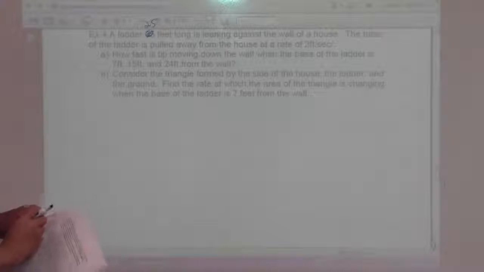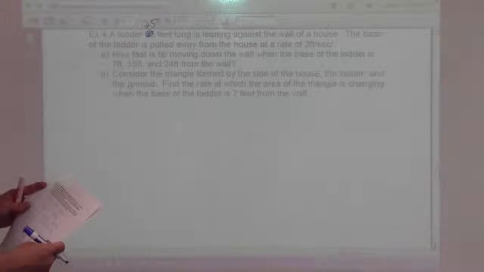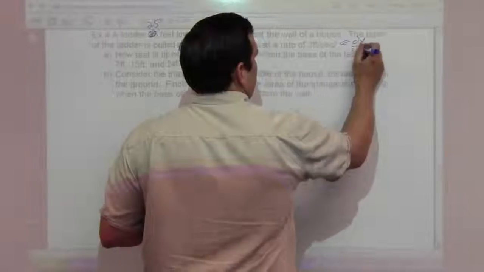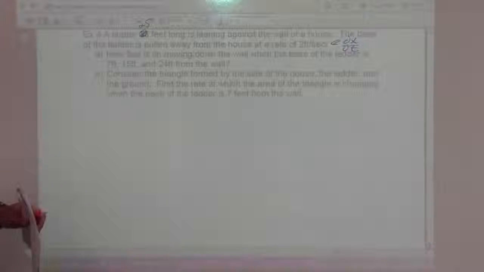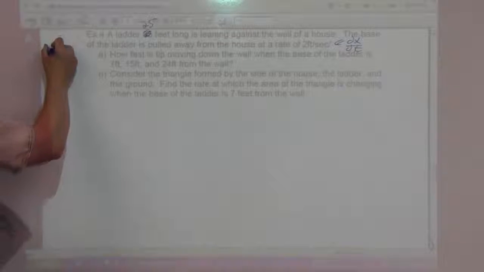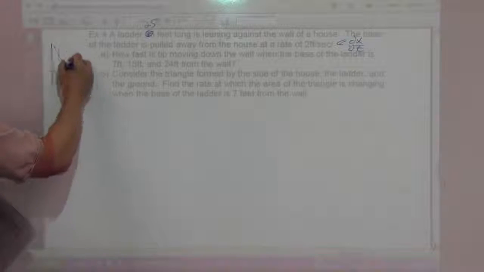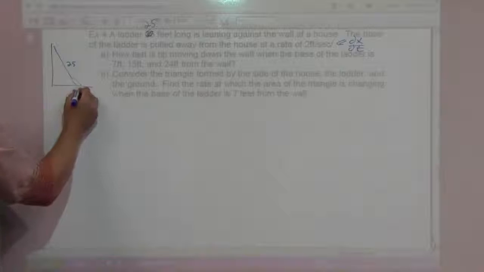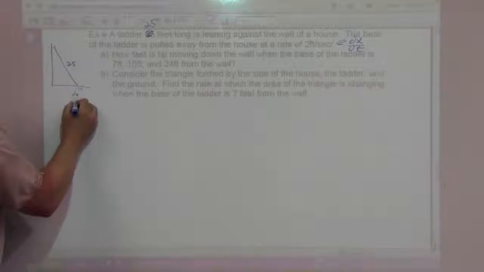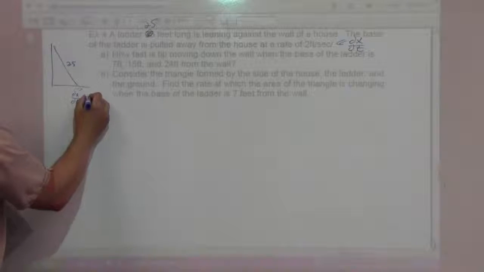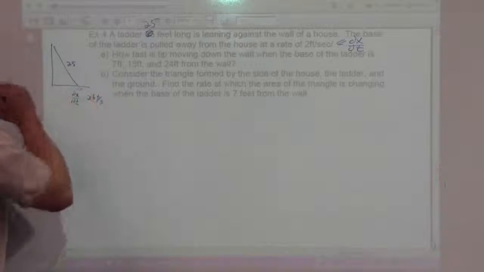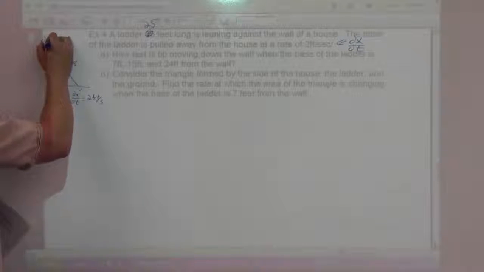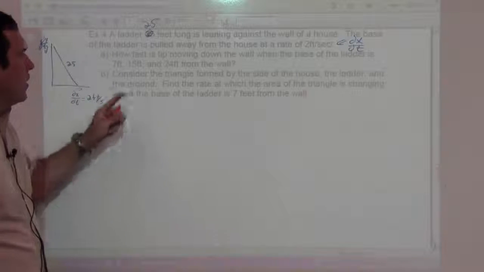The base of the ladder is pulled away from the house at a rate of 2 feet per second. This 2 feet per second is our dx dt. How fast is the tip moving down the wall? So imagine here's the house, here's the ladder. This is 25 feet long. It's going that way, that's our dx dt, and that's going to be equal to 2 feet per second. And then we'll have our dy dt. It's going to be questionable. So how fast is that tip moving down?